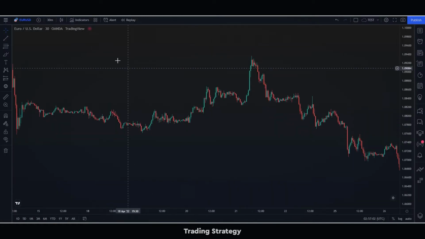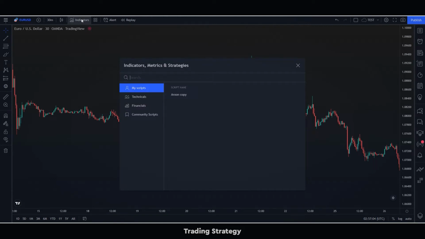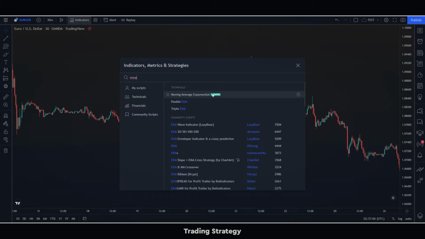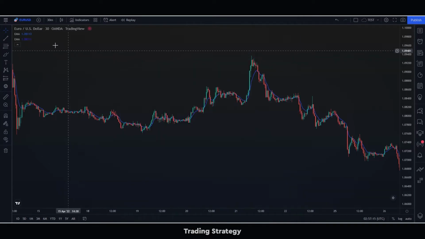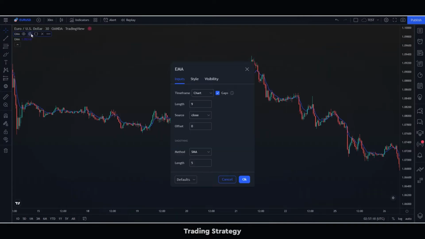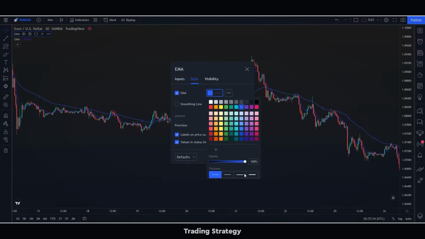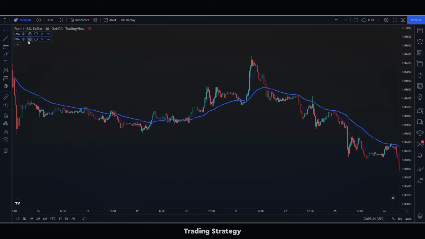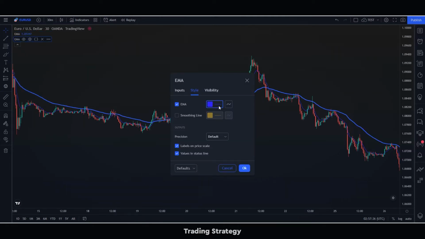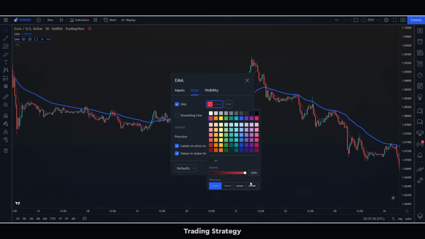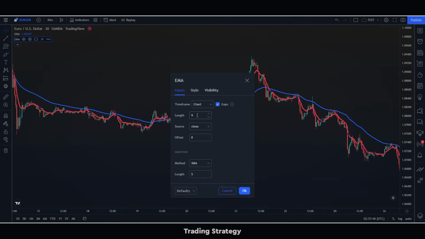The strategy is really very simple. The first thing you are going to have to do is select two exponential moving averages, EMA. The first moving average, we will configure it as 50 periods, we will change the color to blue, and we will increase the thickness to 3. The second moving average, we will configure it with 200 periods in red color. We will also increase the thickness to the maximum.